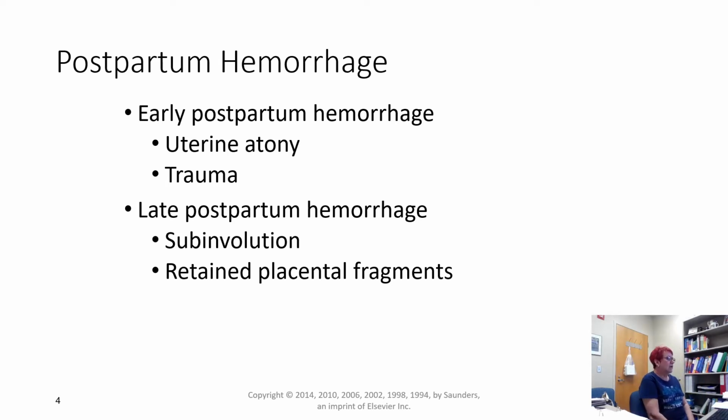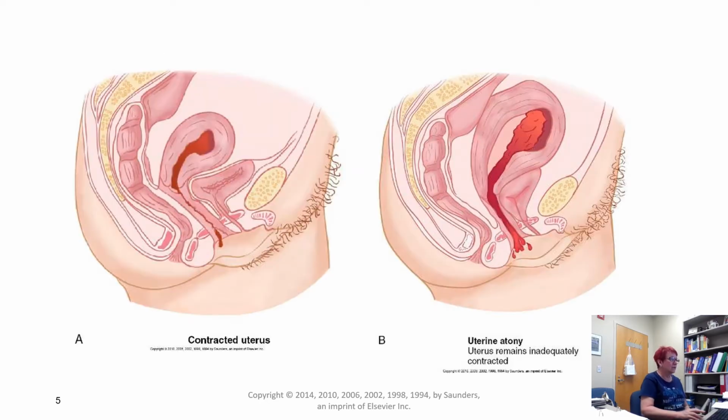All right. So the most common is the early. The late postpartum hemorrhage can happen if the uterus does not involute properly, does not go down, and that is often a result of placental fragments. Not common, but it can happen.